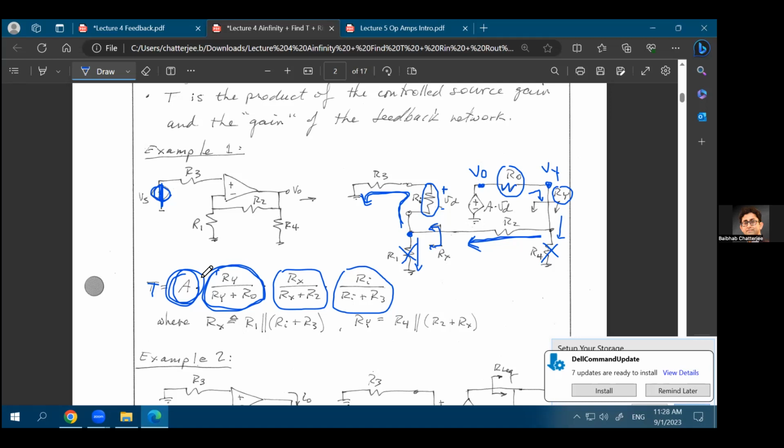Right. But because RY, you already made it equivalent to R4 in parallel, right? Yes. So that's already factored in. Of course, it's already factored in. So that's also a good question.